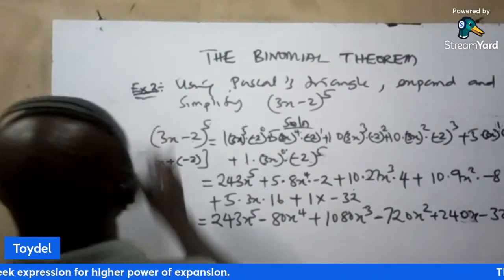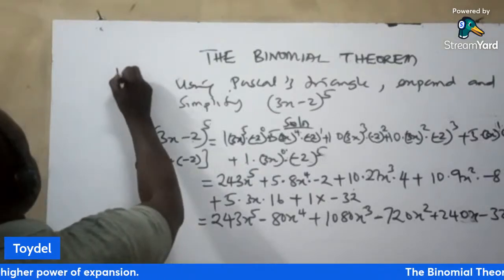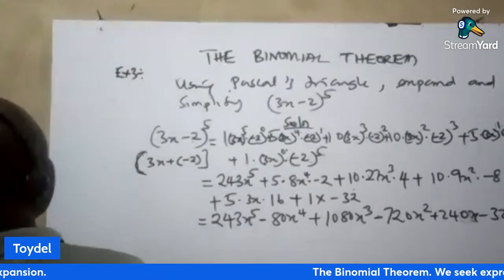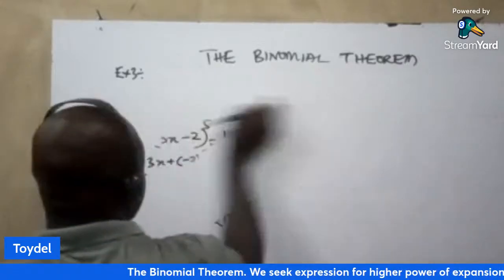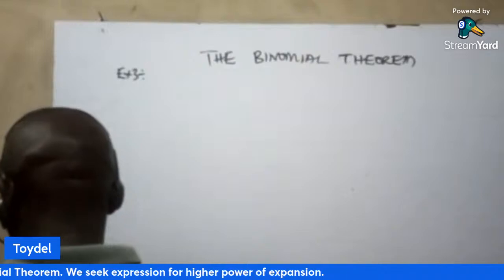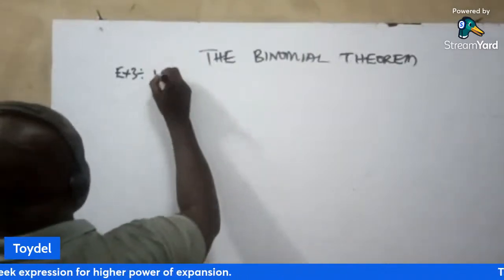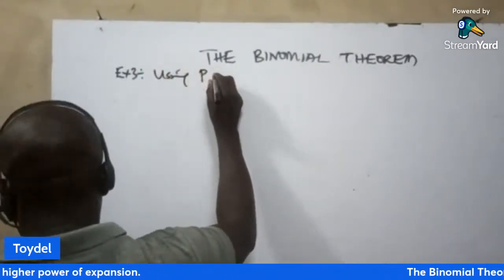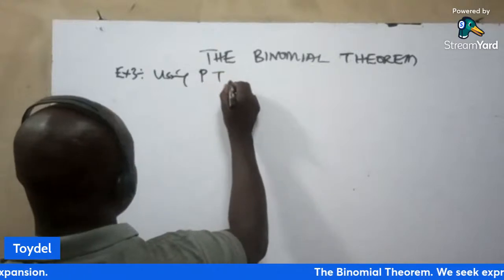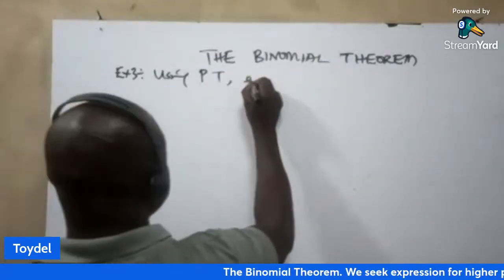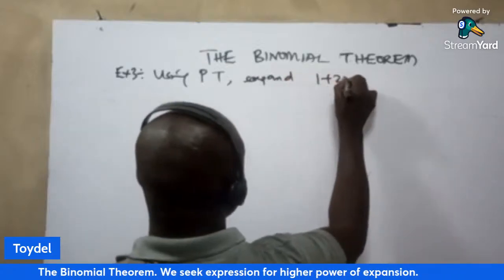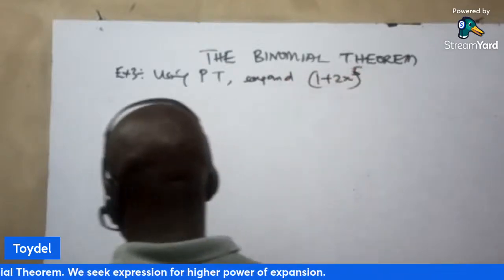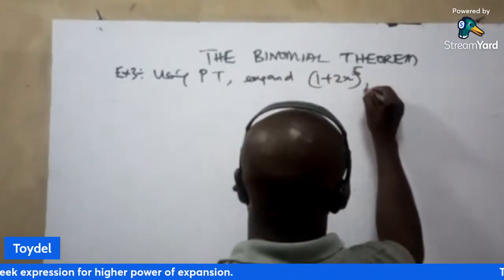Then we are going to take maybe the last example, say example 3, under Pascal triangle. So you can then go to good textbooks and look for further examples. So in this case now, using Pascal triangle, let me abbreviate Pascal triangle as PT. Expand 1 plus 2x raised to power 5. That is what we are asked to expand.